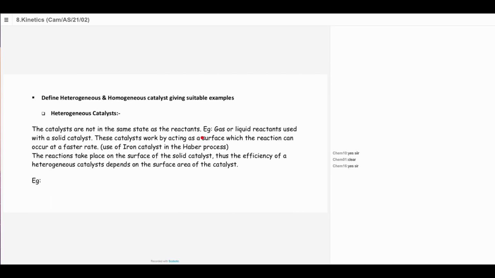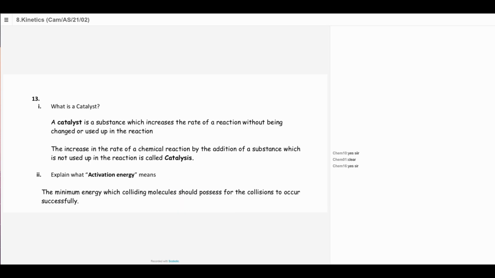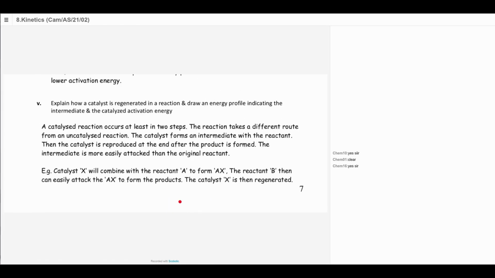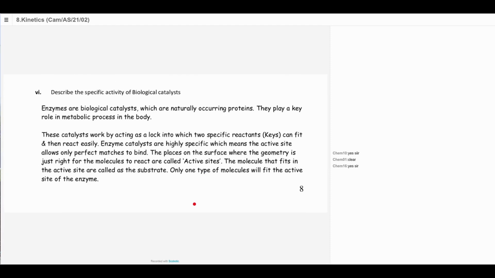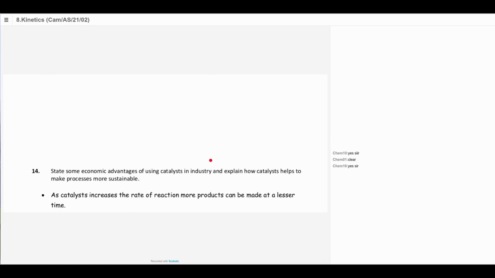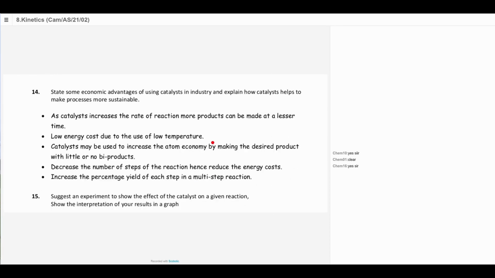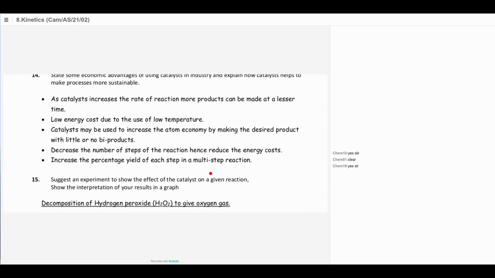Then we discussed the different types of catalysts, the homogeneous and the heterogeneous catalysts, and how the catalyst is regenerated at the end of the reaction. Our last discussion was about the lock and key model and the specificity of the biological catalysts, the enzymes. I think that's where we stopped last.